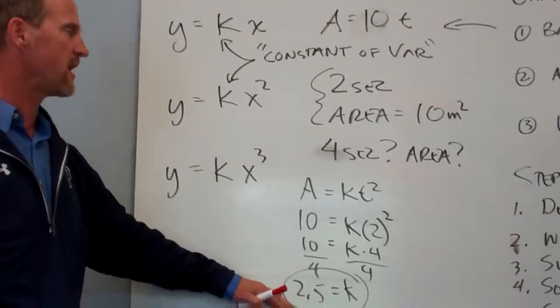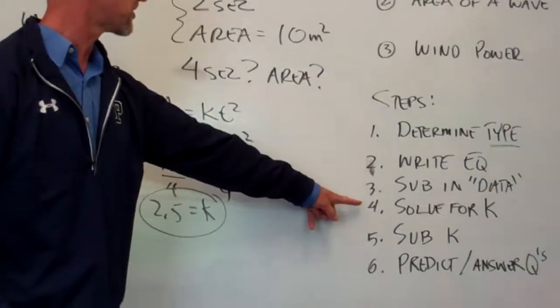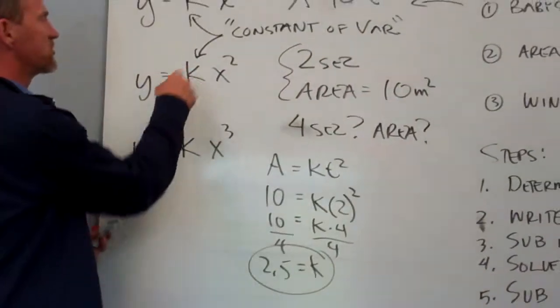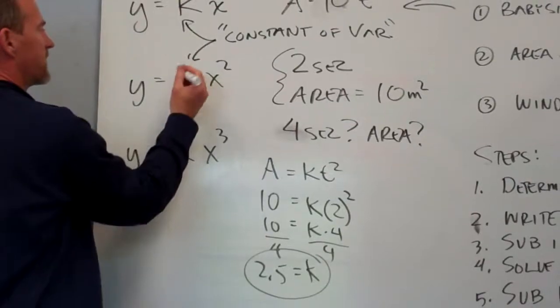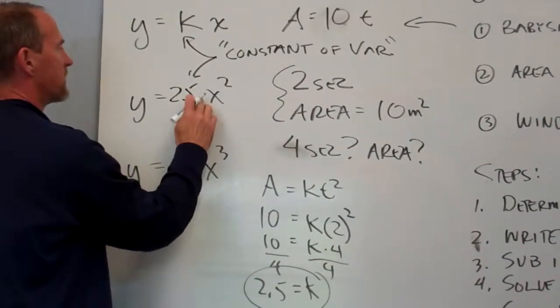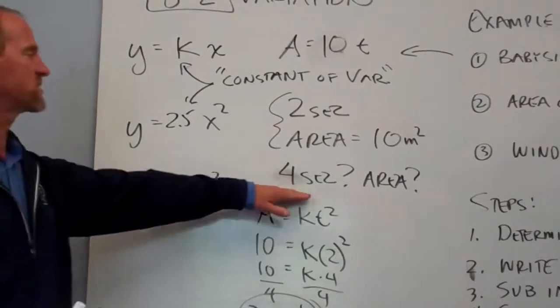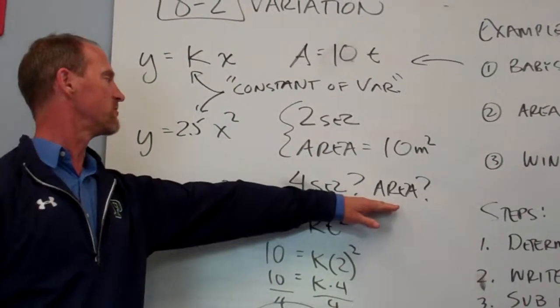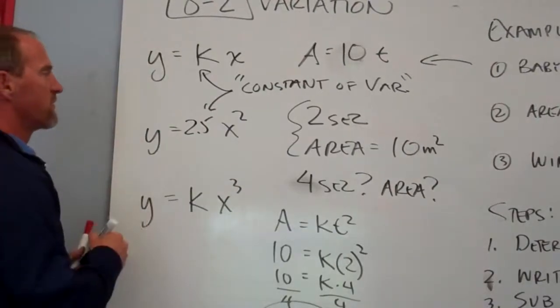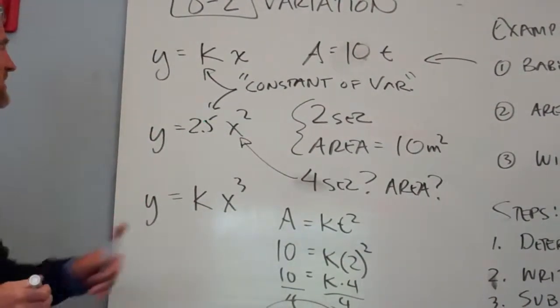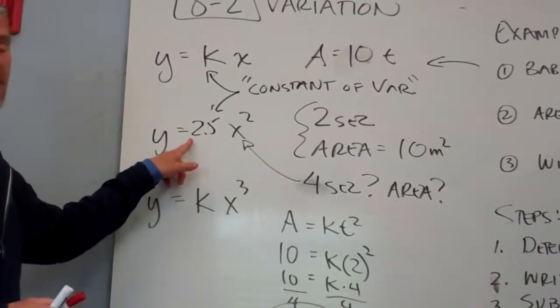Well, once you have k, sub in your data, solve for k, sub k back in. So I go back into my original equation. I'll put it here for a second. I'll say it's 2.5, all right? And now, I want to know, after 4 seconds, what's my area going to be? Well, now I can plug 4 in right here. 4 squared is 16. 16 times 2.5 is 40.